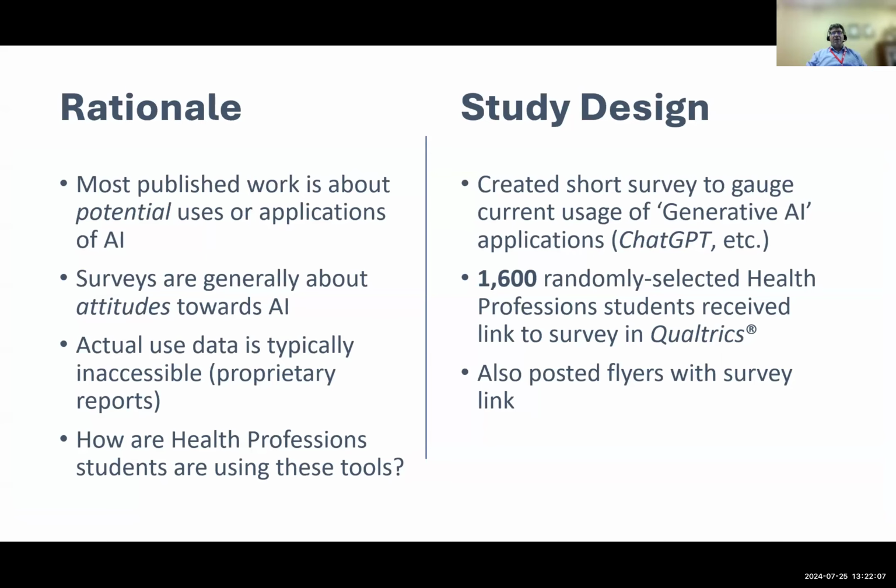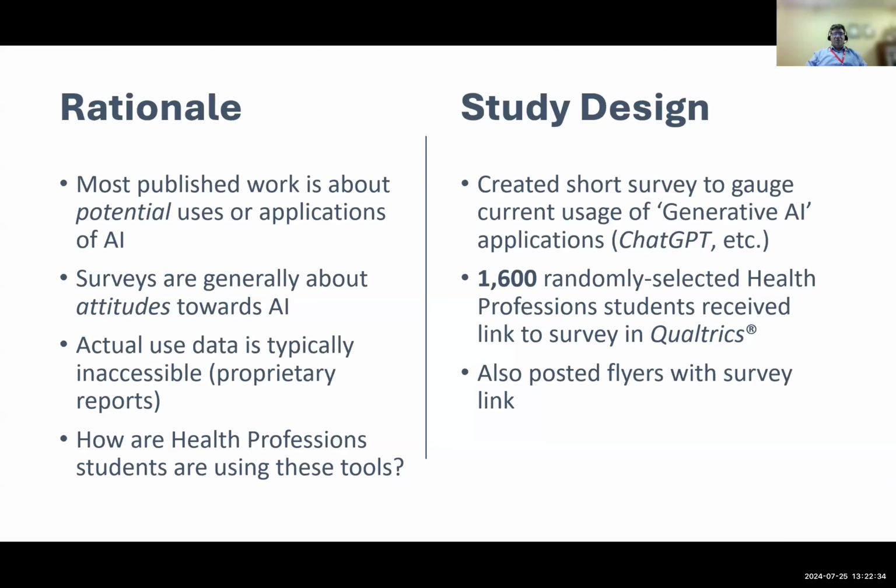And even when folks are talking about the here and now, many times what they're talking about is attitudes towards generative AI by both faculty and students. And where actual use data is presented, a lot of times that's in proprietary reports by different sorts of organizations. So it's not necessarily part of the general literature. So we really wanted to get a better sense of how health profession students are using these tools, and also maybe a more granular sense than what's presented in the forums.